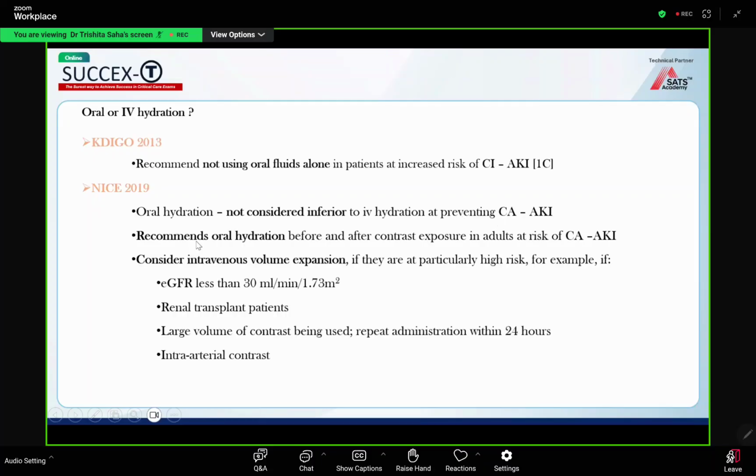They recommend oral hydration before and after contrast exposure in adults. Consider intravenous volume expansion if they are at particularly high risk, for example, if eGFR is less than 30 ml per minute per 1.73 meters squared, in renal transplant patients, when a large volume of contrast is being used, with repeated administration within 24 hours, and if there is use of intra-arterial contrast.